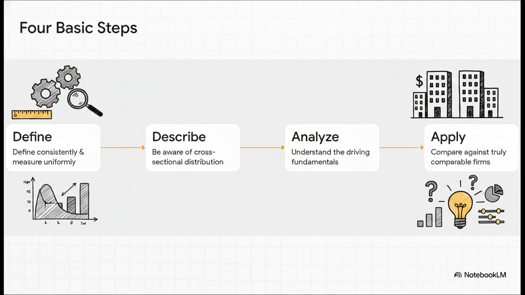First, you have to define the multiple consistently and measure it uniformly across the board. Second, you've got to describe its distribution, meaning you need to know what a high, low, or typical value actually looks like across the broader market. Third, analyze the fundamentals. You have to understand what variables are fundamentally driving that multiple. And fourth, apply it to truly comparable firms while carefully controlling for their differences. Seriously, if you skip even one of these steps, your entire valuation could just fall completely apart.